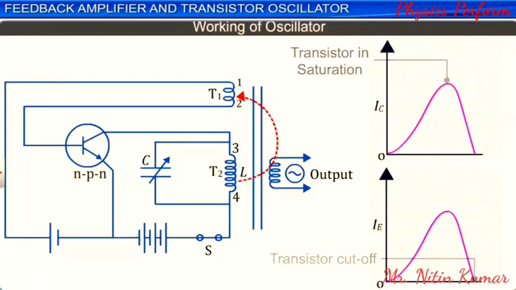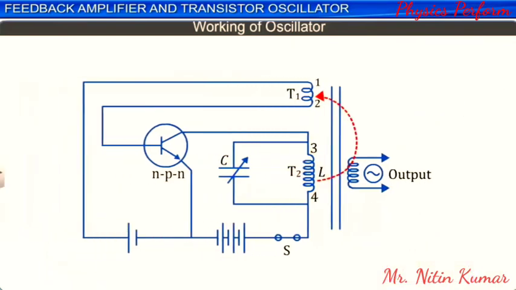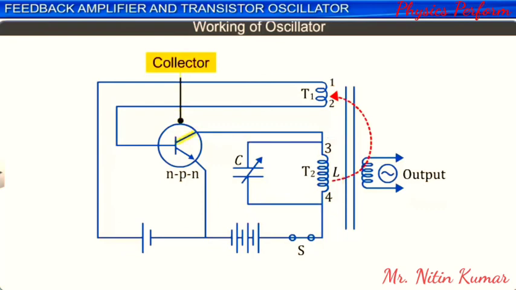The frequency of the AC output voltage is equal to the resonant frequency of the LC circuit formed by the inductance L of coil T2 and the capacitance C. Since the LC circuit is connected on the collector side of the common terminal, this form of an oscillator circuit is called the tuned collector oscillator.